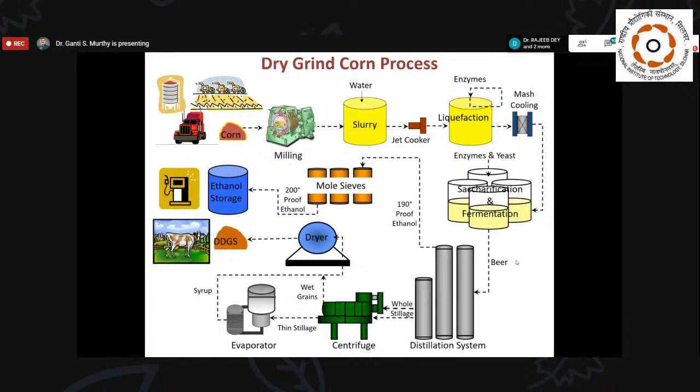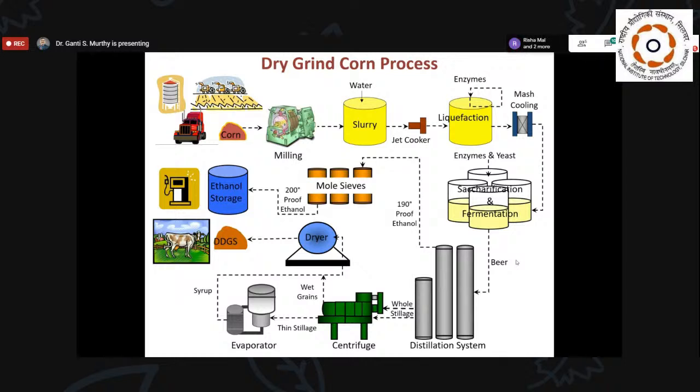What does corn have? Corn has about 70% starch in it. Starch is a polymer of glucose, so essentially it is made of multiple units of glucose. Now what we do is we take that starch in the corn and break it down into glucose. That glucose is fermented by the yeast and converted into ethanol. And that ethanol is recovered and further processed to make fuel ethanol, used as an additive in petroleum fuels, in petrol.